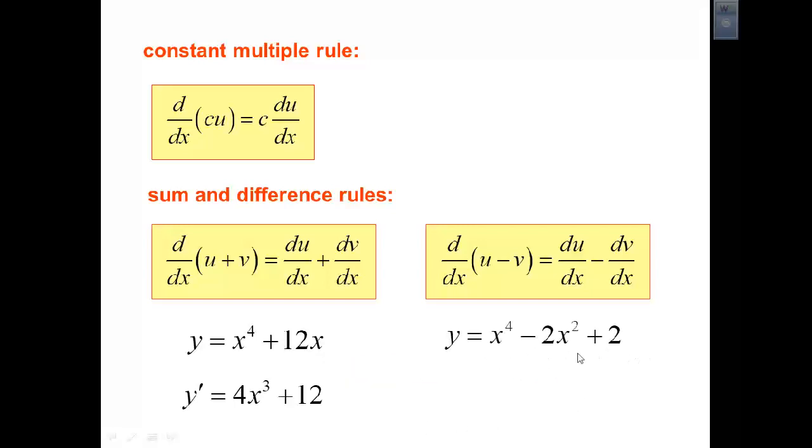All right, let's look at an example over here. We've got 3 terms now. Still doesn't change a thing. What's the derivative of x to the fourth? It's 4x cubed. Derivative of negative 2x squared will be negative 4x, and the derivative of 2, derivative of a constant, is 0. So we end up with 4x cubed minus 4x.